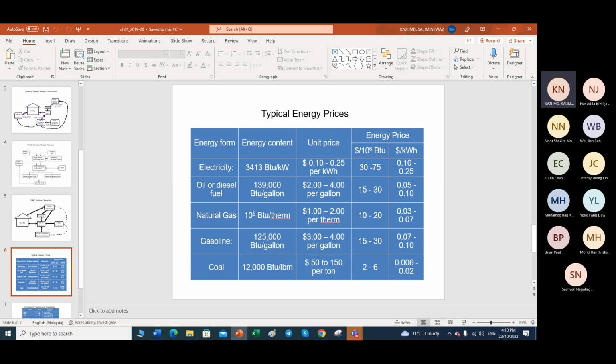In this case, we see natural gas, whose heating value is 10 to the power 5 BTU per ton, that is the unit. From there, we get that the unit price is this much per ton. This is a bigger unit than the other. From there, we get that the price per unit kilowatt hour is reducing. So the economic choice will be to go for the lower price. Similarly, gasoline, and after that, coal is the lowest.